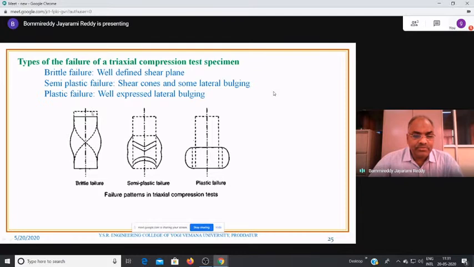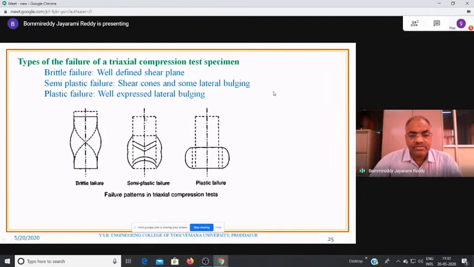If the original height is up to here and it is going to fail by means of little compression, very small deformation. When the soil gets small deformation before failure, the type of failure is called brittle failure. And this brittle failure will occur in case of granular soil.